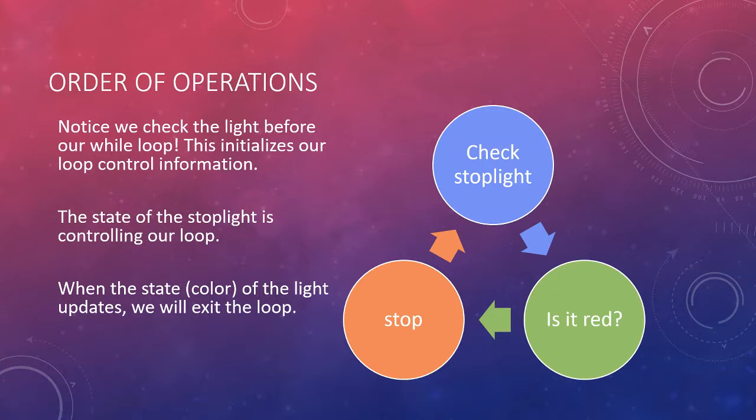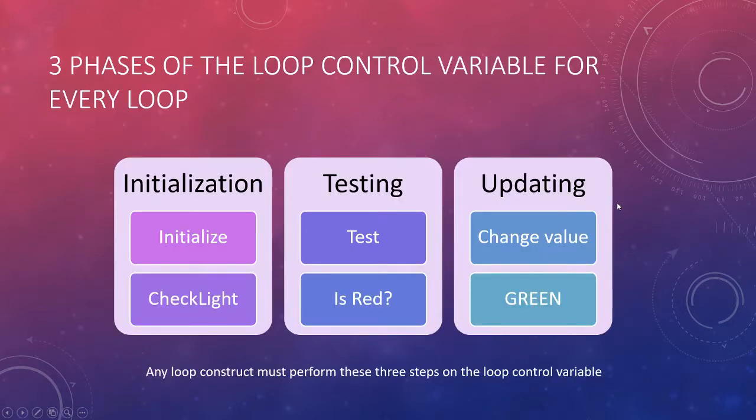Now, when we're working with a looping statement, we want to think about what order we're doing these operations in. So in our example, we're going to check the stoplight. If it's red, continue stopping. Check the stoplight. If it's red, continue stopping. So again, when the state or color of our light changes, we'll exit our loop. So the state of this stoplight is what's controlling our looping process.